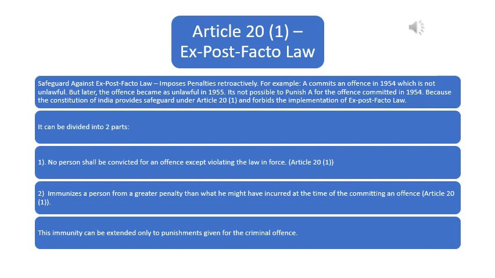Next, the second part of Article 20 clause 1 immunizes a person from a greater penalty. The court should not enhance the penalties which were increased later, after the commission of an offence. For instance, A committed an offence in the year 2010. At the time of the commission of the offence, a 6 months punishment was imposed by law.